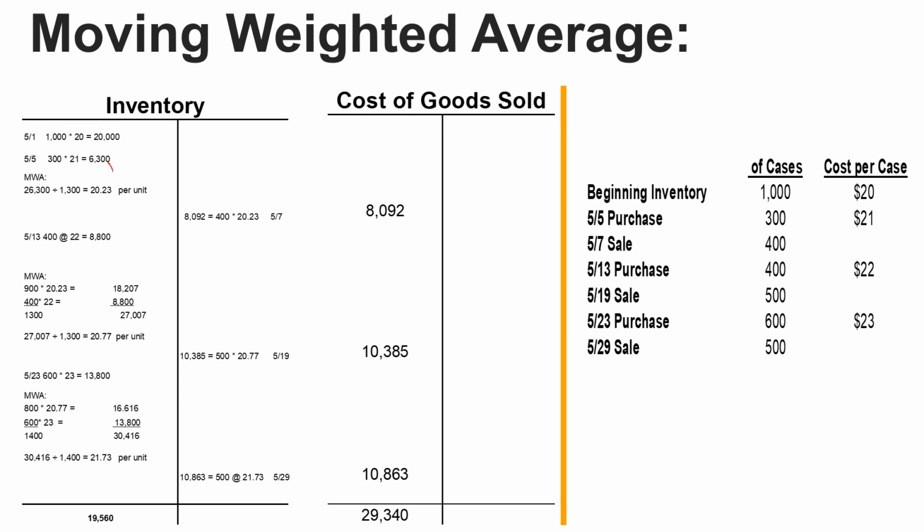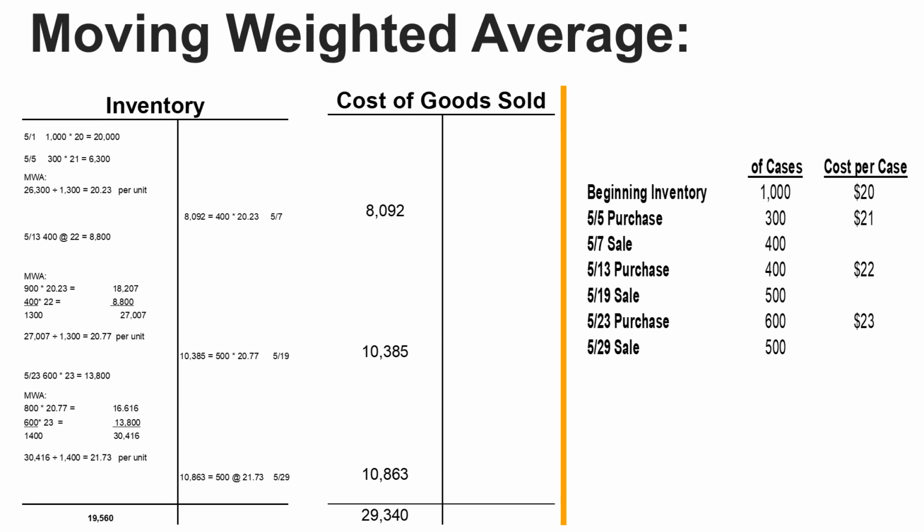Our first purchase on March 5th was 300 units at $21 a unit. Now, some people may say that the average cost of our inventory purchases is $20.50. Some were bought at $20 and some were bought at $21. The average would be $20.50. But that is not a weighted average.